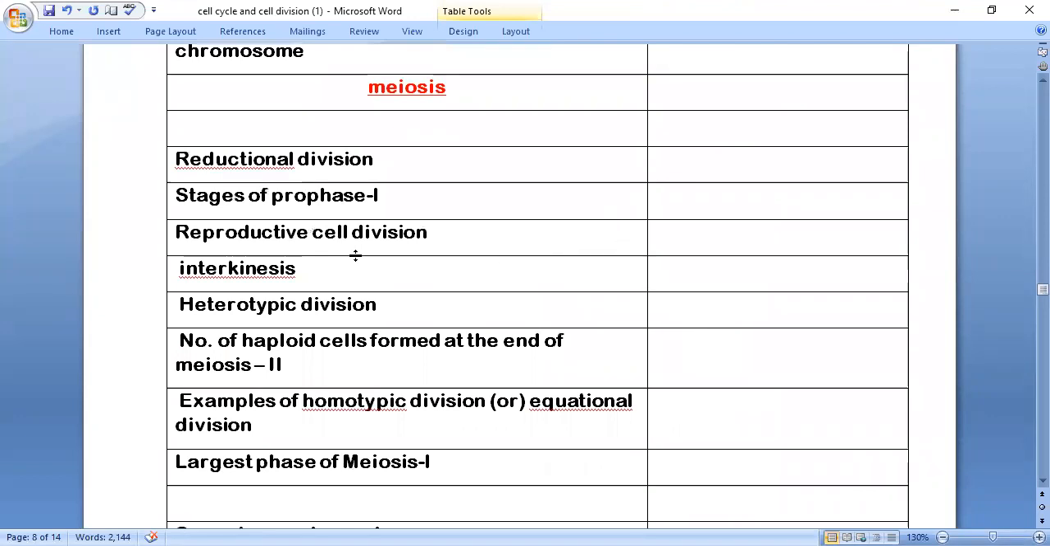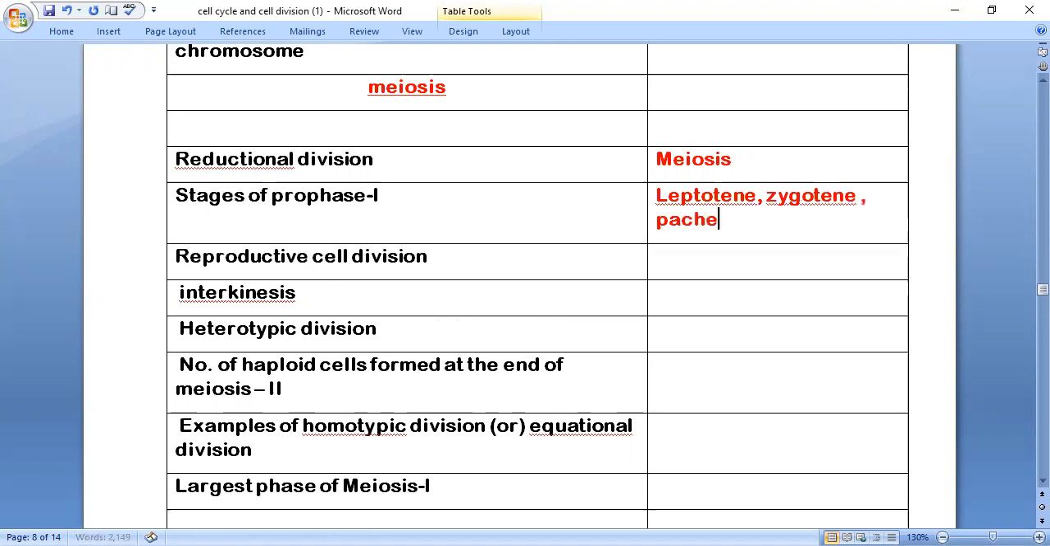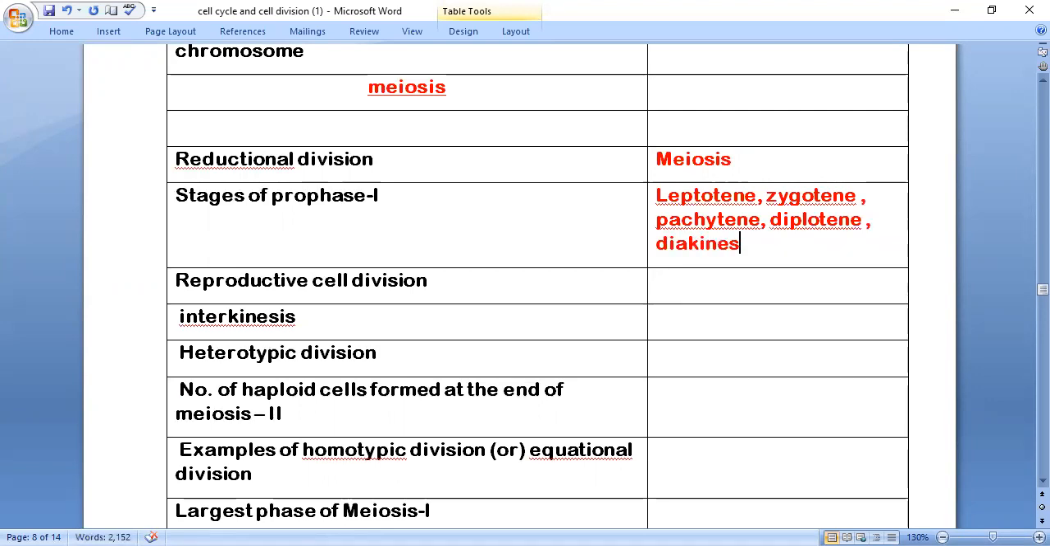Next, we'll continue with meiosis, reductional division. Reductional division is called meiosis. The stages of prophase 1 are leptotene, zygotene, pachytene, diplotene, and diakinesis.